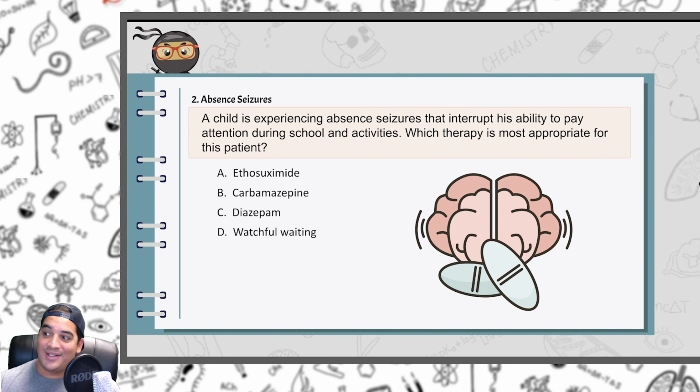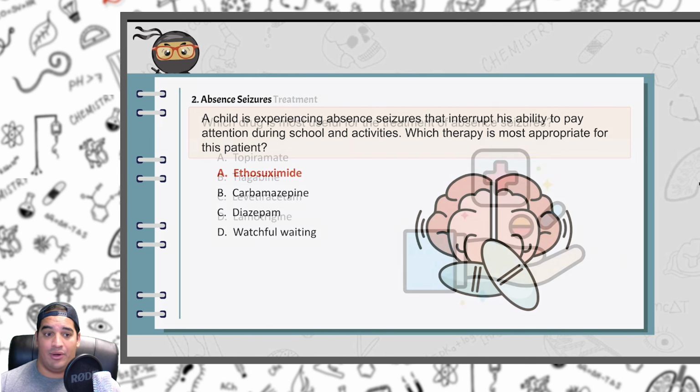The most common answer is ethosuximide. Remember, absence seizures, you can use things like valproate, you can use lamotrigine, or you can use ethosuximide. Generally in children, ethosuximide is preferred. Okay, but other options include valproate and lamotrigine.